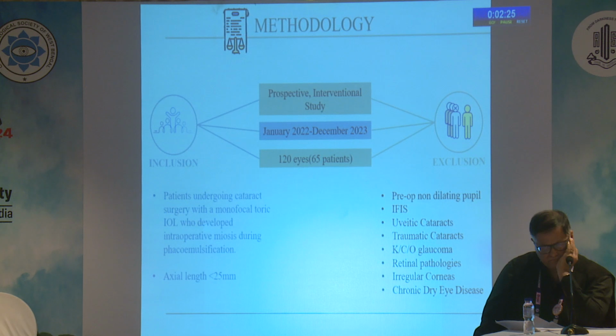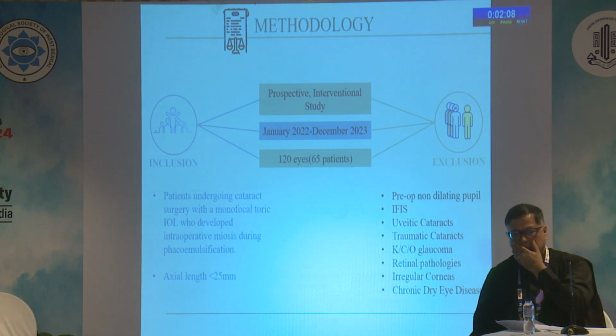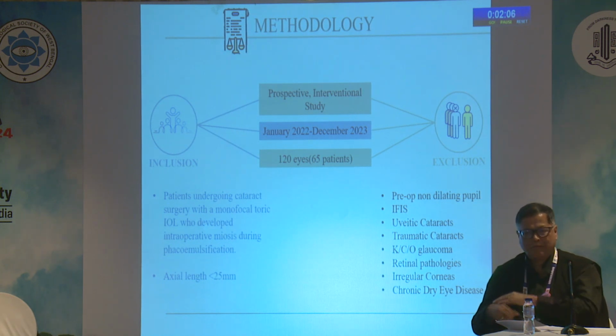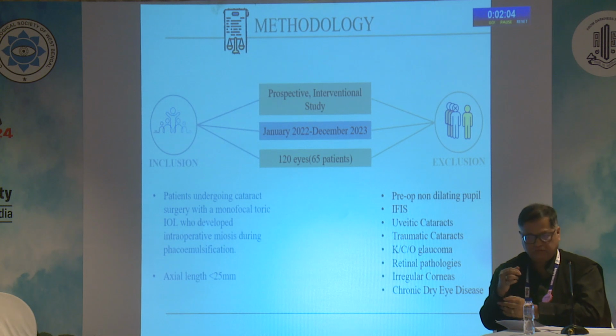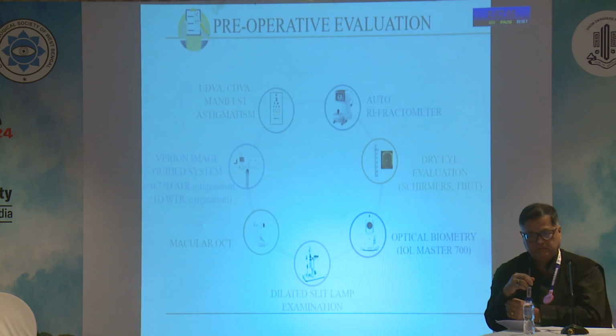Now all patients undergoing cataract surgery with phacoemulsification with a monofocal toric IOL who developed intraoperative miosis were included in the study, and all these patients had an axial length of less than 25 millimeters. All those patients who had a preoperative non-dilating pupil or were known cases of IFIS, uveitic cataracts, traumatic cataracts, had known retinal pathologies, irregular corneas, were all excluded from the study.